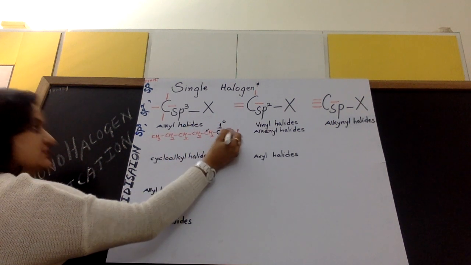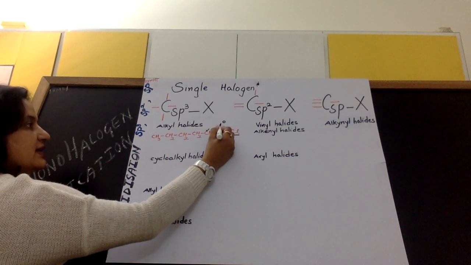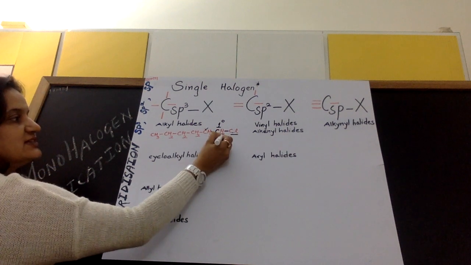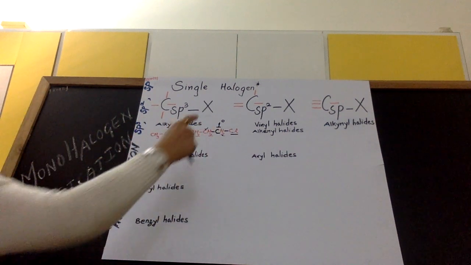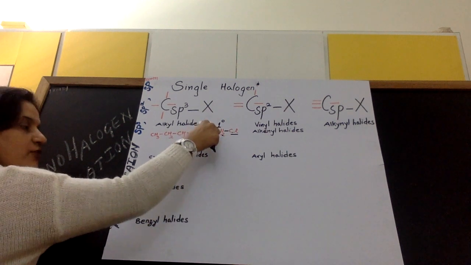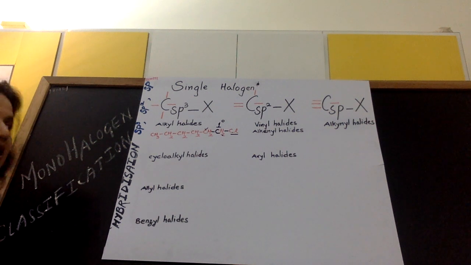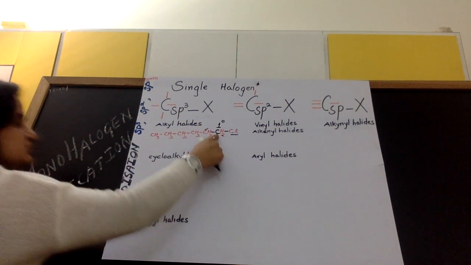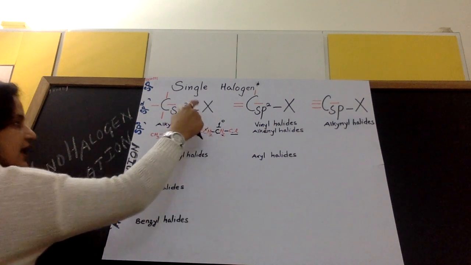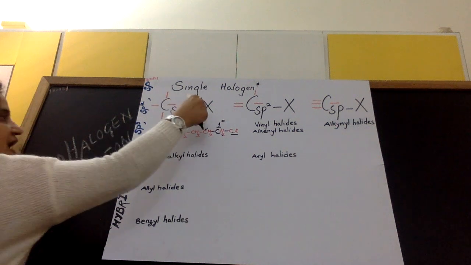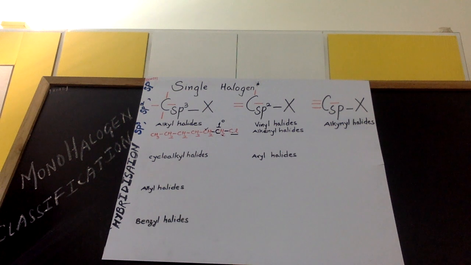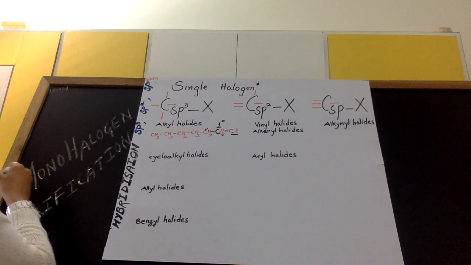Also, the halogen is on a carbon which is primary, and the primary carbon is having 4 single bonds. 1, 2 and 2 with this hydrogen. So 4 single bonds, so it is also sp3 hybridized carbon. So according to nature of carbon, it is a primary alkyl halide, but according to hybridization, it is a Csp3-X type of halide. That is where halogen is on sp3, that is single bonded carbon atom. Fine?